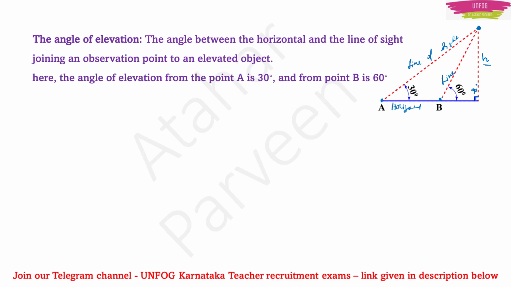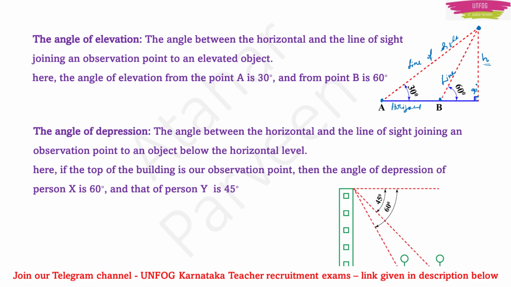Now, if you want to know what is angle of depression, for example, here the angle between horizontal and the line of sight joining an observation point to an object which is below the horizontal level. This will be your angle of depression. Here in this case, if the top of the building is our observation point, this one.